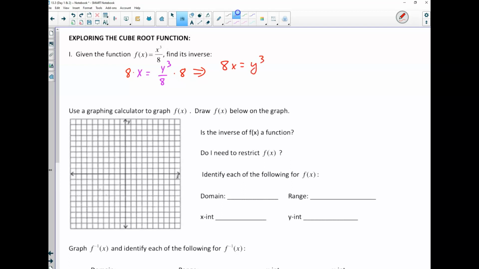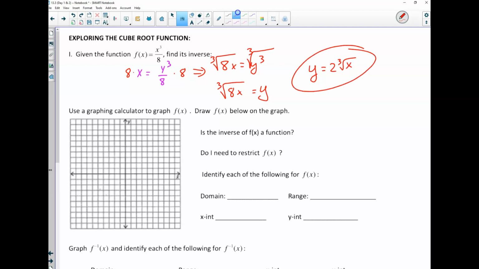And then what do I have to do? I need to take the cube root of both sides. Now, cube roots do not need pluses or minuses, so y equals the cube root of 8x, which is really the cube root of 8 times the cube root of x. So y equals 2 times the cube root of x, because the cube root of 8 is 2. So there would be my inverse, okay?